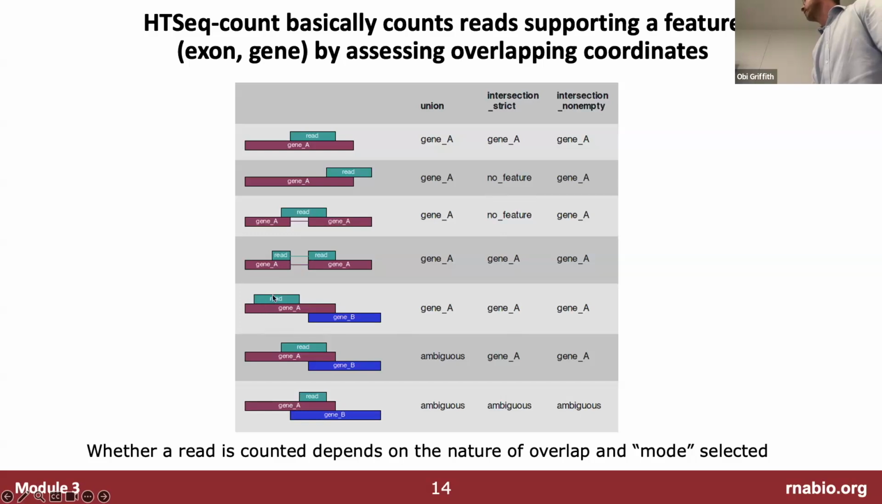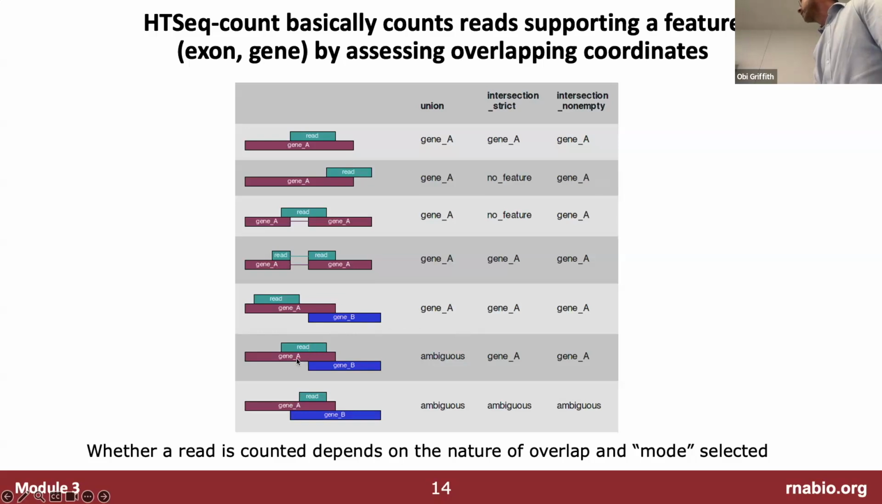Here's an example of a read that could be assigned to gene A, and you're not worried that gene B is here because there's no overlap, right? So this read is nicely contained within gene A, doesn't overlap into gene B, so we can count that towards gene A in any of these different modes.